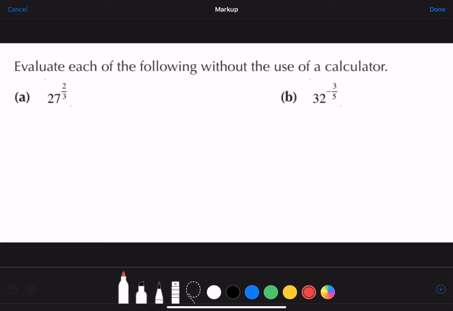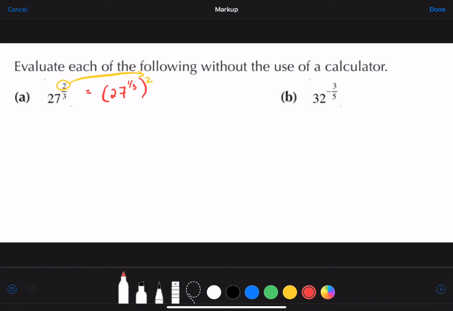So what we can do is let's change this to 27 to the power of 1/3, because you can see the denominator is actually a 3. So it's actually a fractional 3 at the denominator. Now this 2 here, we can write it on the outside. We will deal with it later on.